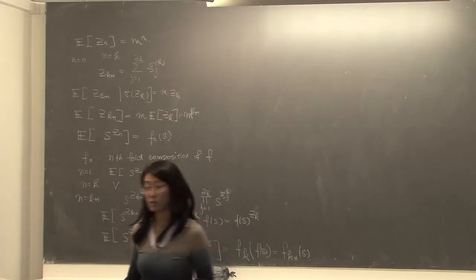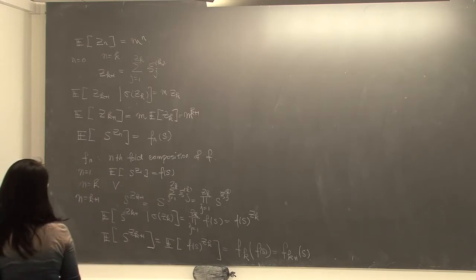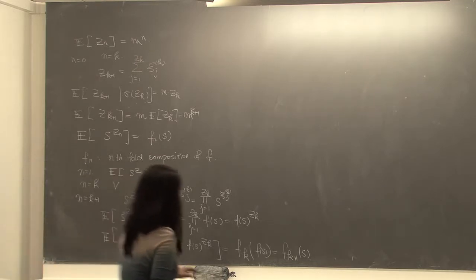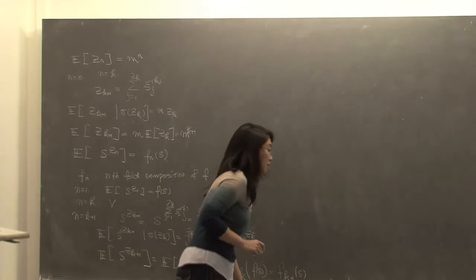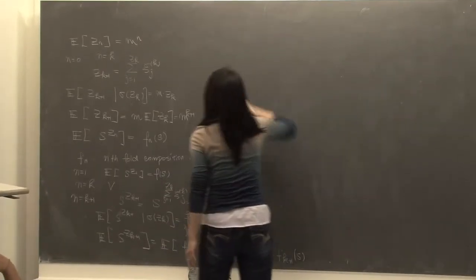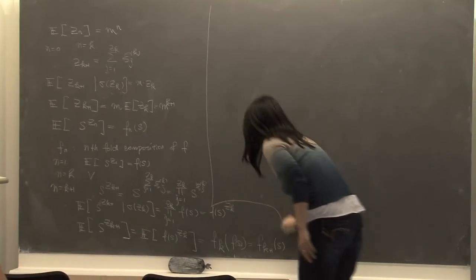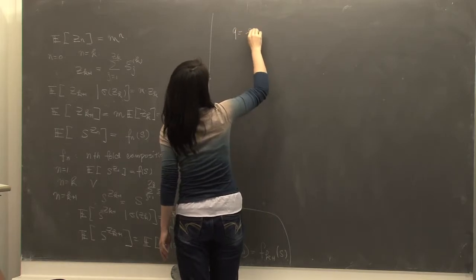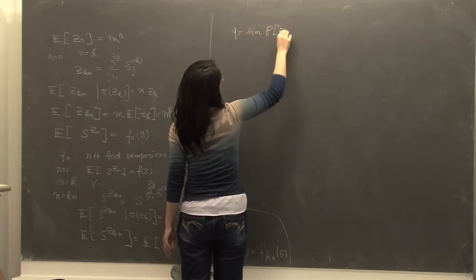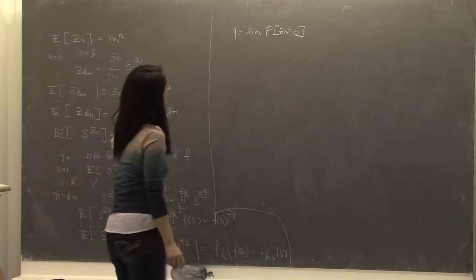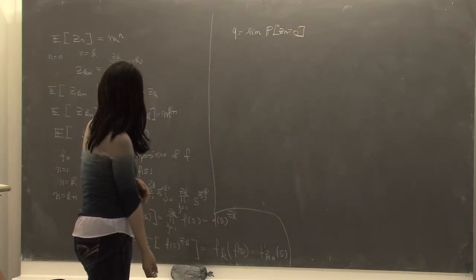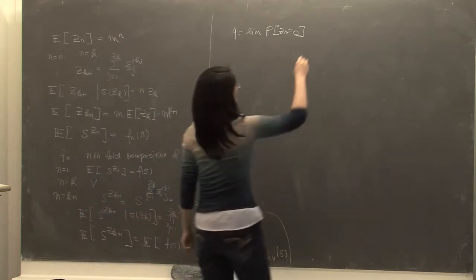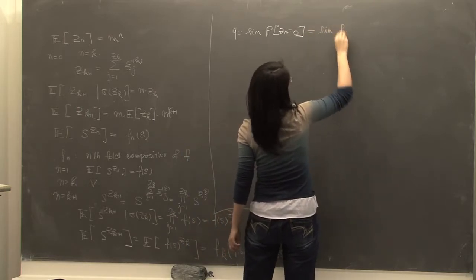So now we know the expectation of Z_n, and we also know the generating function of Z_n. And then let us go back to the question about extinction probability. What's the relation between the extinction probability and this sequence? We know that q is the limit of the probability that Z_n equals 0. And we know the generating function of Z_n. So the probability that Z_n equals 0 is the generating function at value 0.